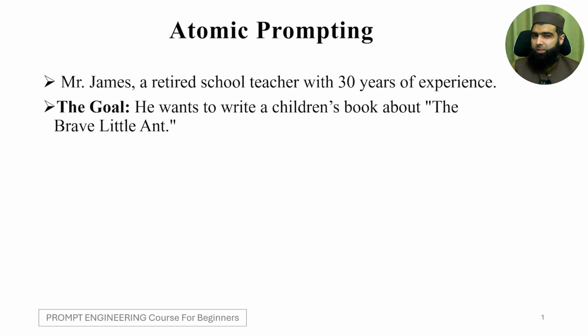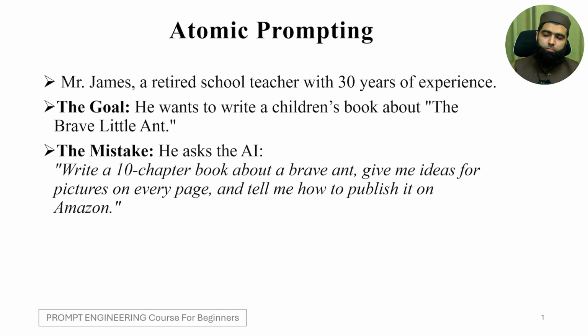So now, after retirement, he's thinking about writing a story book for children, and he has heard about these magical AI tools. So he wants to leverage their features to write a story book. Now, the mistake which he commits is that he asks the AI a very simple prompt, and we can call it information dump. Like he asks it to write a 10-chapter book about a brave ant, give me ideas for pictures on every page, and tell me how to publish it on Amazon.